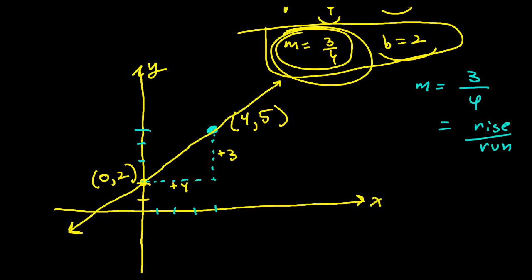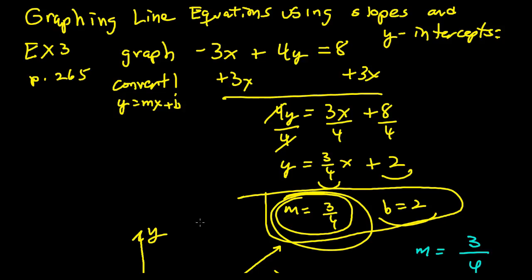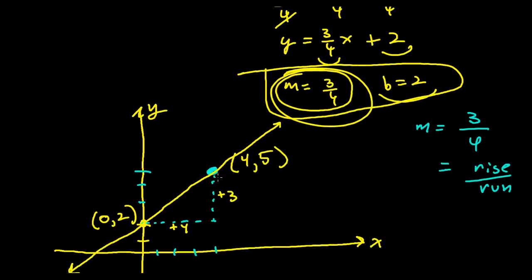Notice we did not need a table of values here. We used instead the slope and the y-intercept. And don't forget to graph or label the line with the equation that generates it, minus 3x plus 4y equals 8. You can label these with either line equation. I'm going to pick the second one because it's already in slope-intercept form. Y equals 3/4 x plus 2.